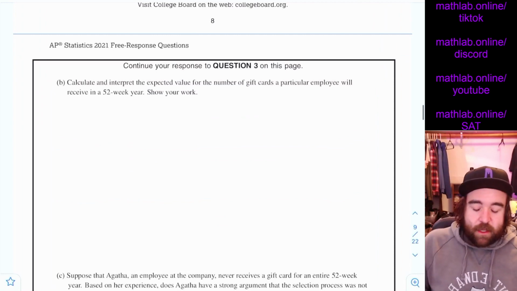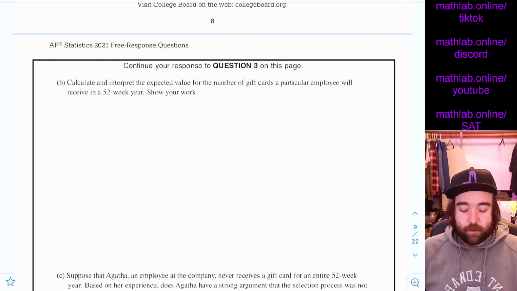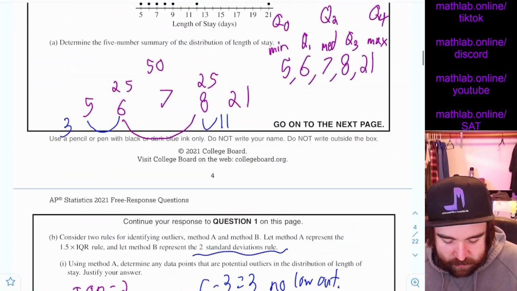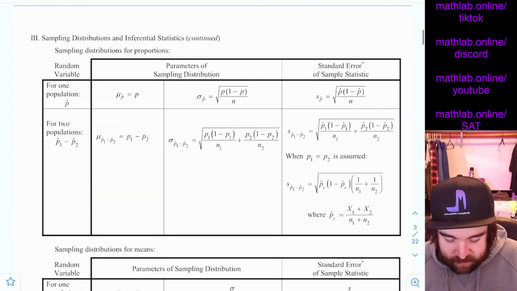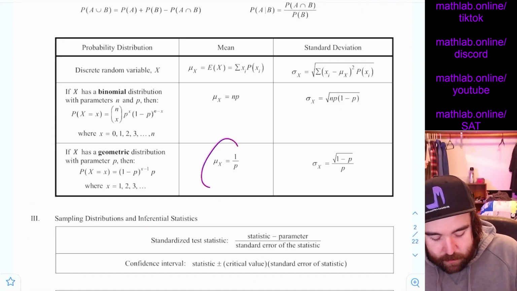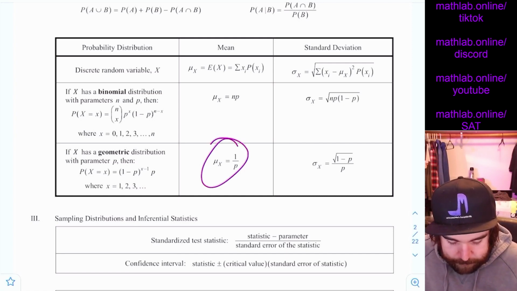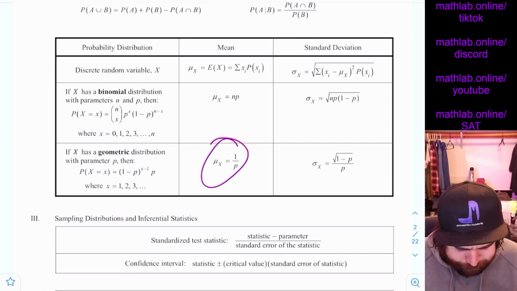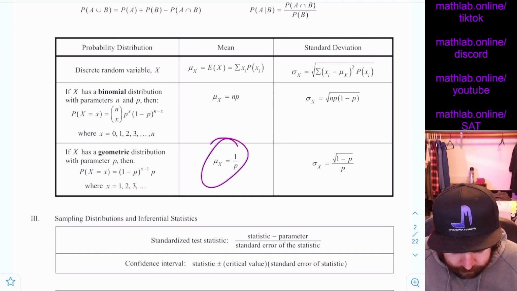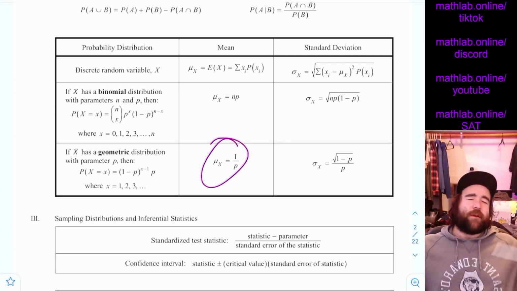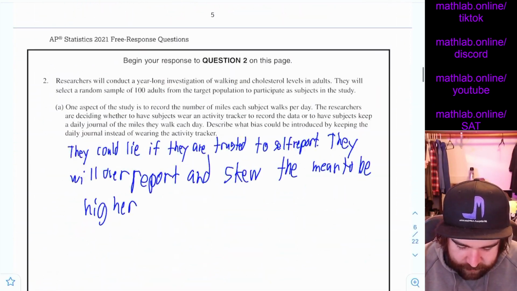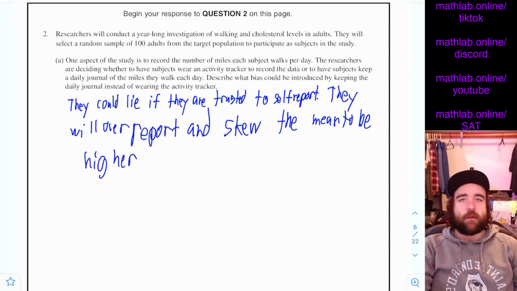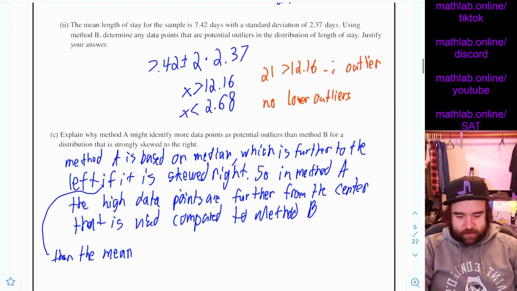B, calculate and interpret the expected value for the number of gift cards a particular employee will receive. That we just go to the formulas. So we do, it's a simple one, I think I just remember it. It's 1 over the probability. Wait, there's no n involved? Wait. I'm saying this all wrong. I'm sorry. I'm totally misguiding you. This is not geometric.